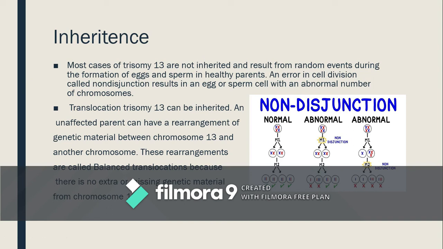As we said before, translocation trisomy 13 can be inherited, and an unaffected parent can have a rearrangement of genetic material between chromosome 13 and another chromosome. These rearrangements are called balanced translocations because there's no extra or missing genetic material from chromosome 13.